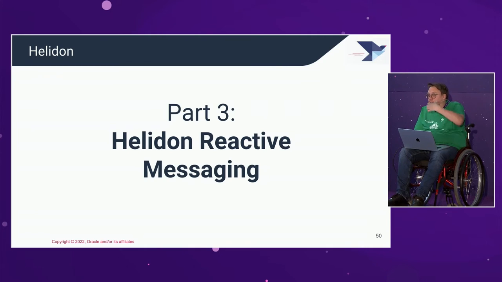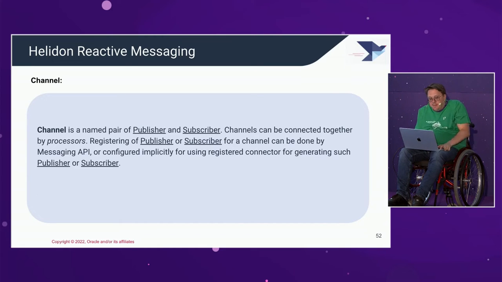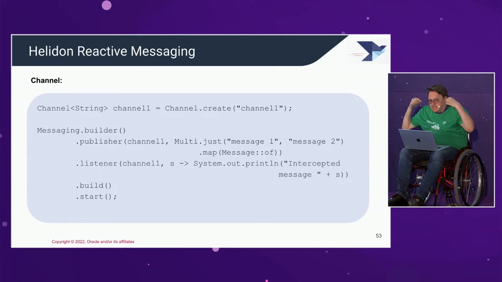But in Helidon, we take it one step further. We introduced so-called reactive messages. So we took these streams and wrapped them inside of our reactive framework. So once again, a Maven dependency. You can experiment with Gradle, but I don't think it's going to work. And we have created some constructions for you, like channel, publisher, subscriber. They all follow the main ideas of the specification, but they are asynchronous.